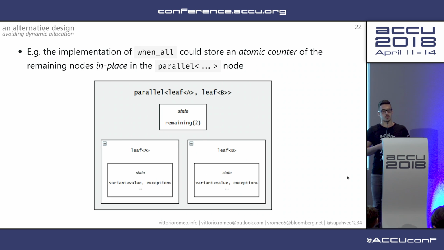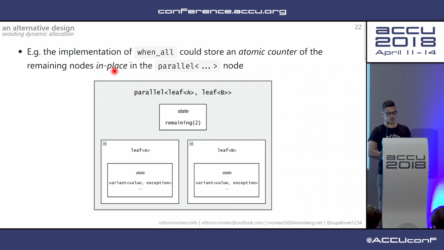So as an example, we've seen before that we have the when all primitive that just returns a parallel node, in this case of leaf A and leaf B. So what we could do is store our shared state over here in the parallel node that just has some atomic counter that keeps track of how many futures still need to be executed, in this case 2. And then we can store the leaf A and leaf B still inside the same parallel node, and leaf A will have its own result, leaf B will have its own result. They will know about the counter, which will be decremented every time one of them is finished, and when it reaches 0, we can proceed with the continuation and obtain the values out of the leaves.